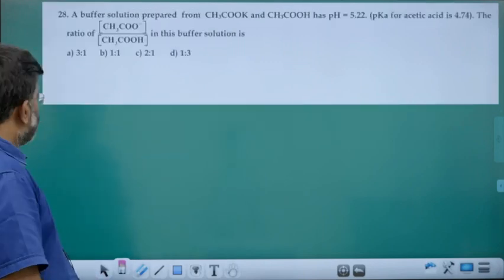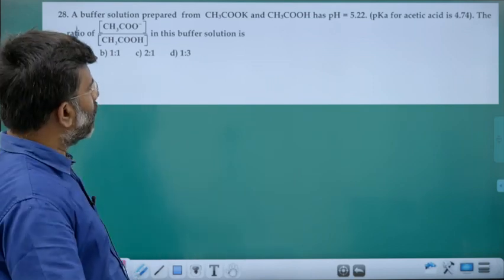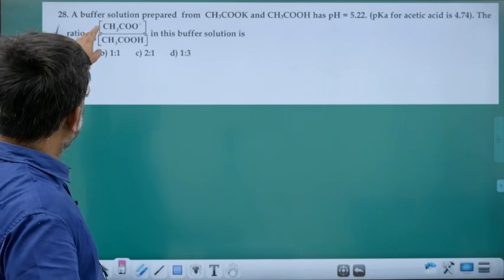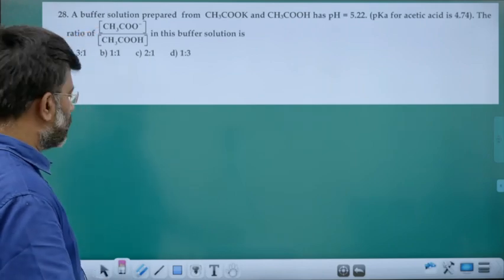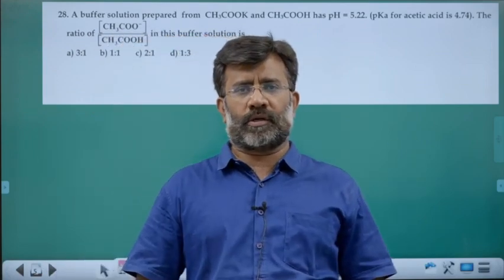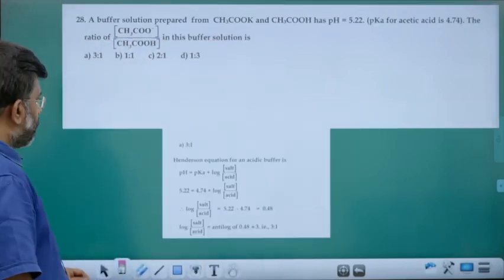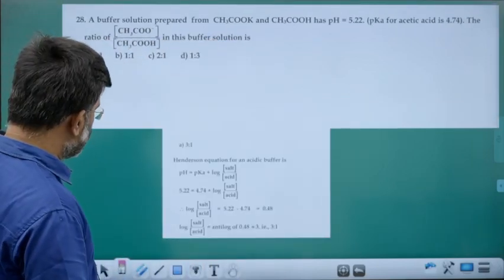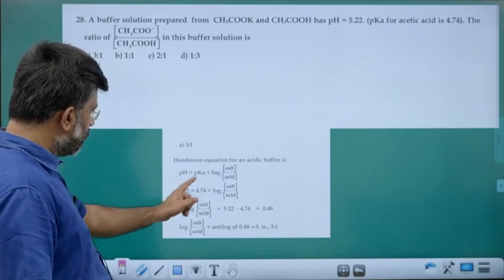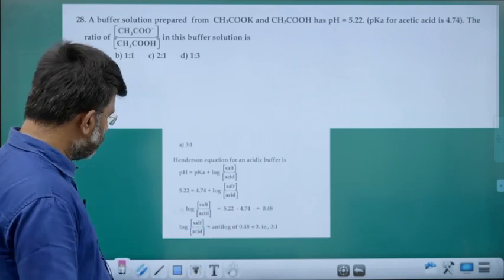S1, S2, S3. A buffer solution is prepared, with pH given, pKa given, and the ratio of salt by acid asked. Apply the data in the Henderson equation. You know what the Henderson equation is: pH is equal to pKa plus log salt by acid. pH given, pKa given, log salt by acid, and you can work out the data.